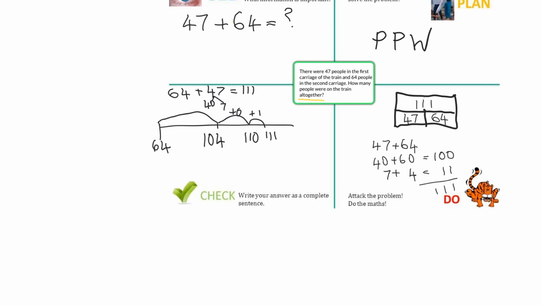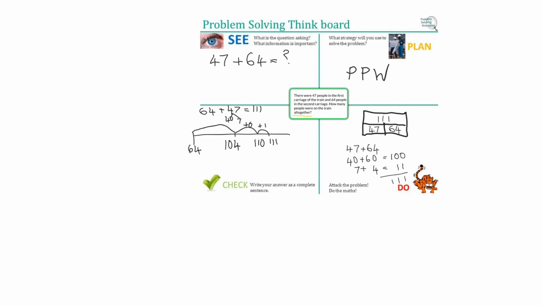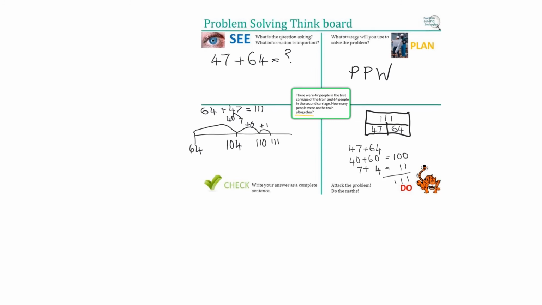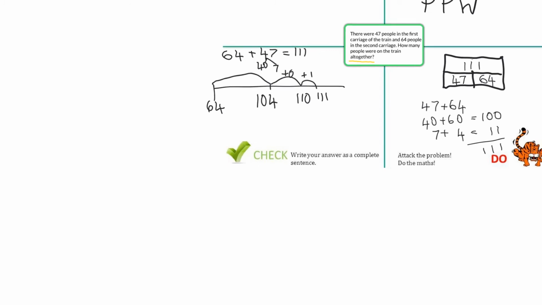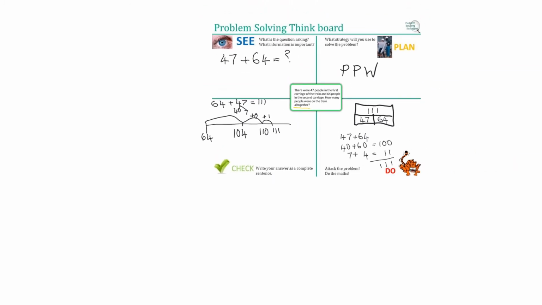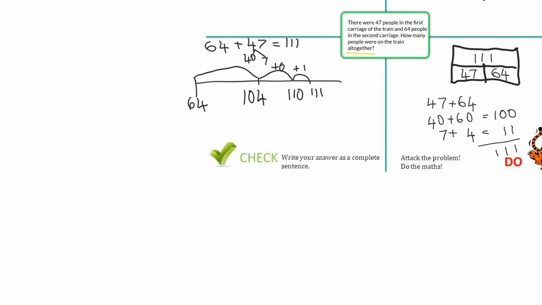I'll just double check the numbers that I had to add together. 47 and 64. 47 people in the first carriage. 64 people in the second carriage. Okay, good. So I have those numbers correct. And now I need to write that answer as a complete sentence. So there were 47 people in the first carriage of the train and 64 people in the second carriage of the train. How many people were on the train all together? So I'm going to put that in a sentence, and I'm going to write, there were 111 people all together on the train.